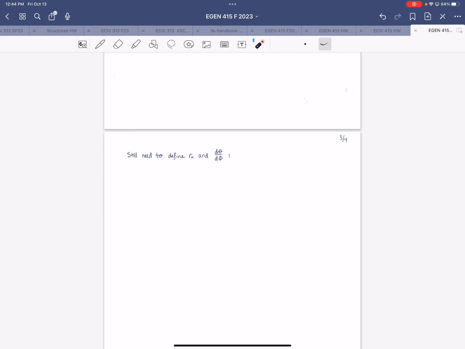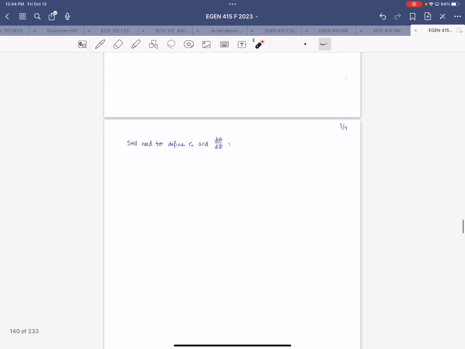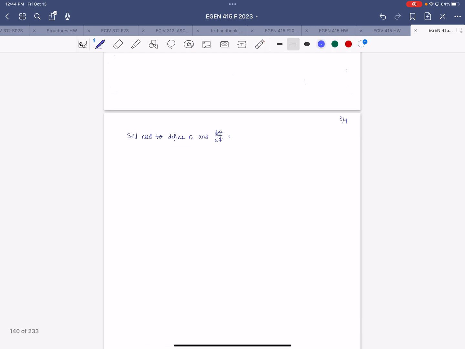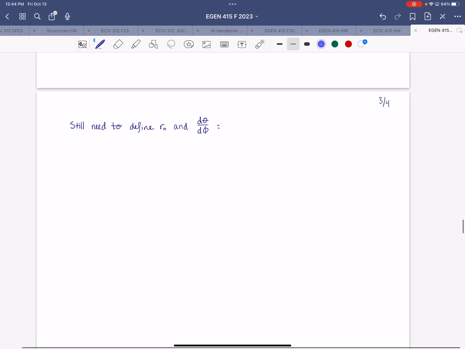So we'll come back to that when we talk about homework, which will be next week, because I haven't pulled it together yet. So we still need to define Rn, right, which is the unloaded position of the neutral axis, and d theta d phi. So since we have no net axial force with bending, this has been a recurring theme for the last few lectures. I mean, it's always true, but we've been using it a lot, right?